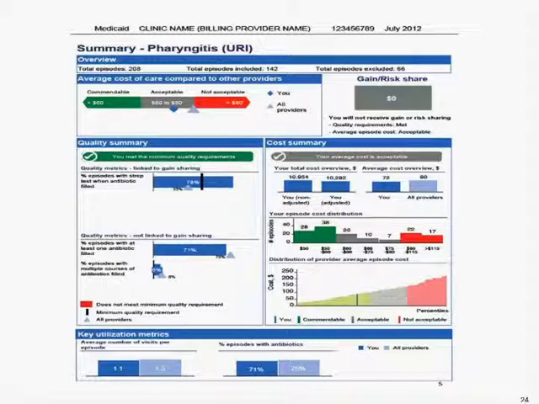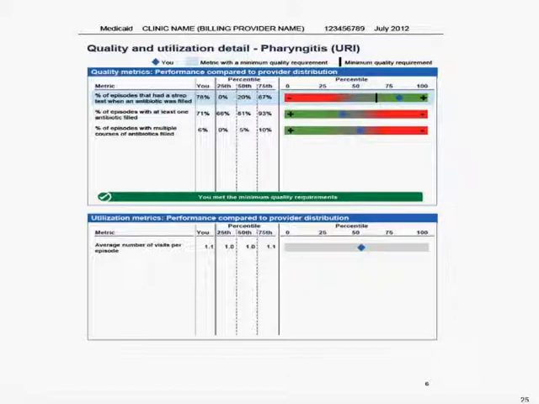The last section is the key utilization metrics. There are two graphs in this section. One shows the average number of visits per episode, and the other one shows the percentage of episodes with antibiotics. You as the provider, again, are shown in dark blue, and all other providers are shown in the light blue. This may help you see where improvements could be made. It may also encourage you to identify other providers to see how they may have achieved better results. There's an additional graph of these key metrics on the next page of the report.